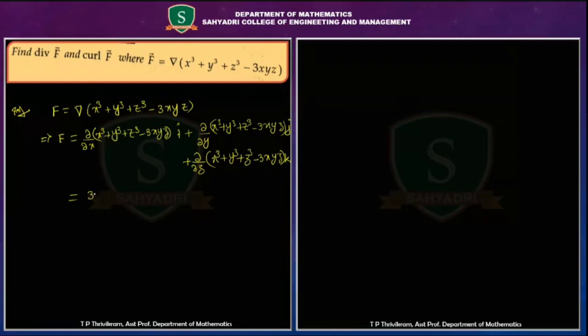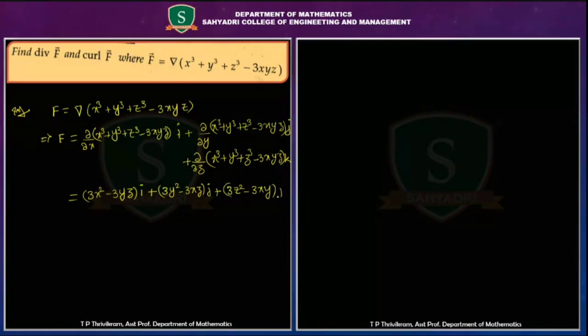3x square minus 3yz, i, plus 3y square minus 3xz, j, plus 3z square minus 3xy, k. Yes, it's good now. So this is the value of f.